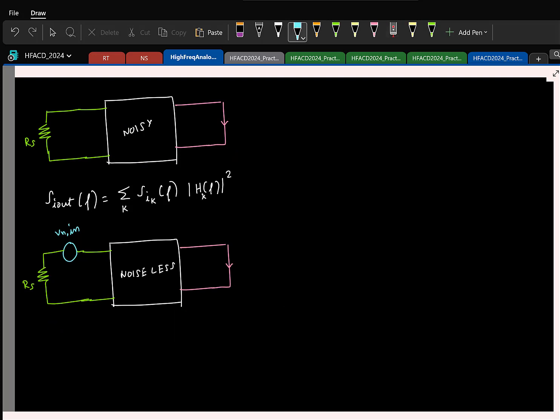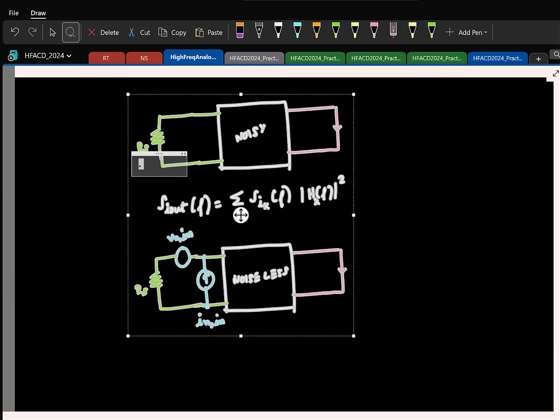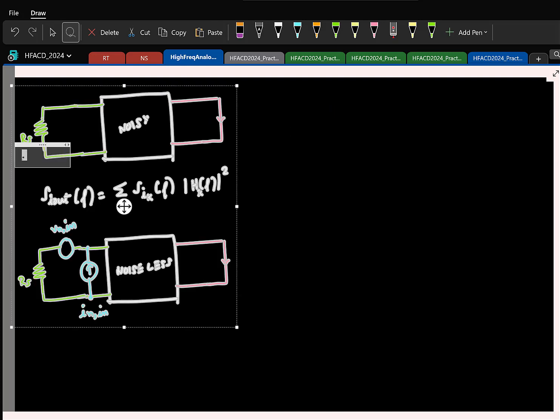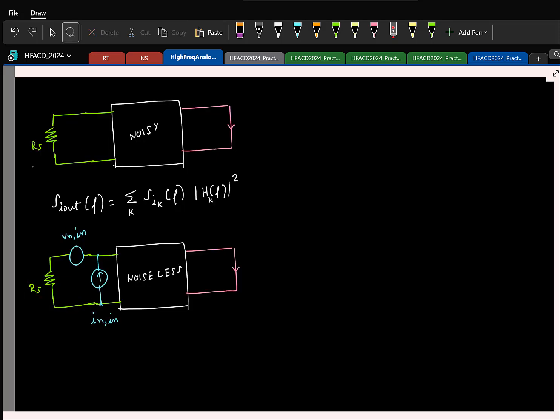So to rectify this, in addition to the voltage, we also added a current. I'll call it IN. So both the current source and the voltage source together capture the noise generated in the network, and this is a convenient way to model the noise. And it's also easy to see how to compute these two.